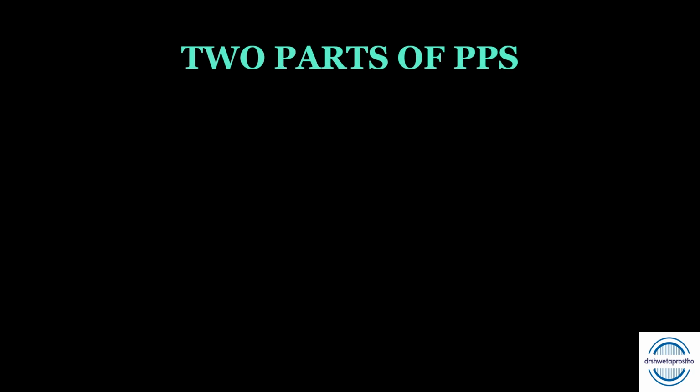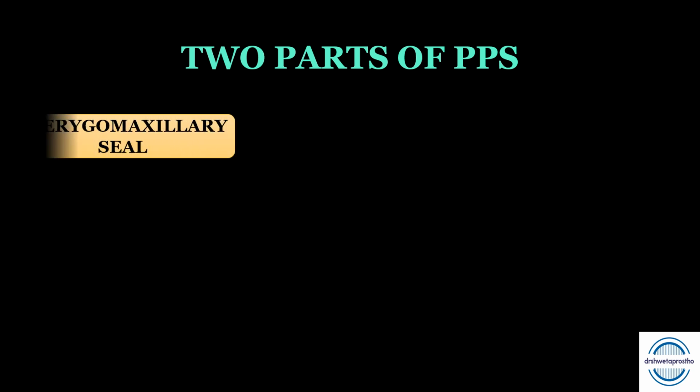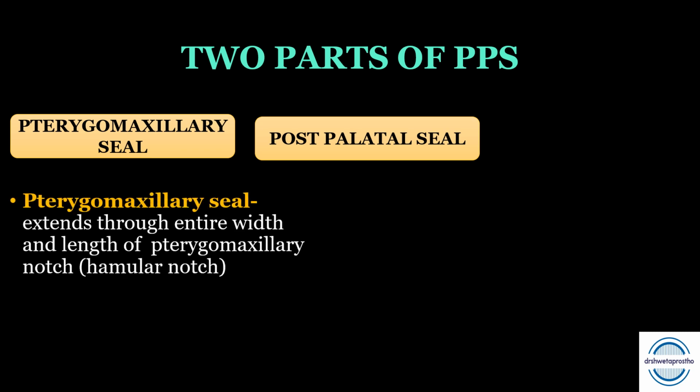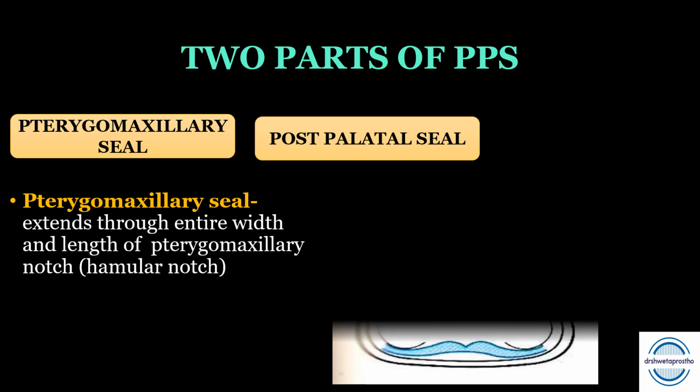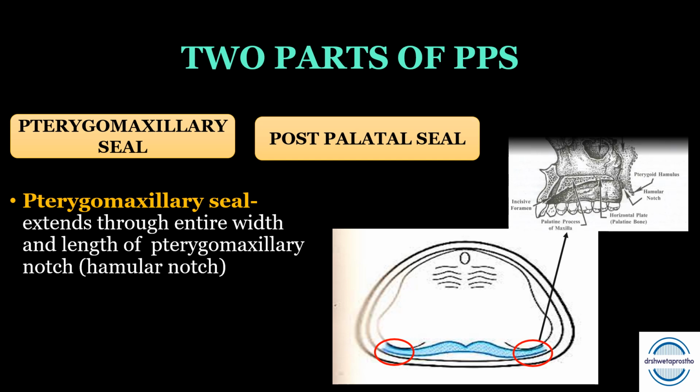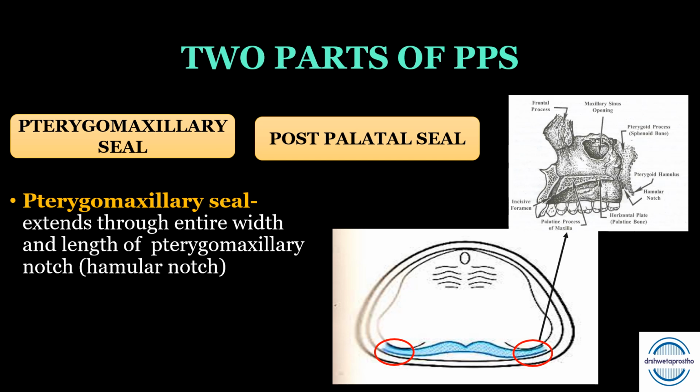Based on the anatomical landmarks, the posterior palatal seal area can be divided into two parts or two regions. First is the pterygomaxillary seal and second is the posterior palatal seal. The pterygomaxillary seal is the part which extends through the entire width and length of the pterygomaxillary notch, that is the hamular notch, and it continues 3 to 4 mm anterolaterally, approximating the mucogingival junction. This hamular notch is the area between the maxillary tuberosity and the hamular process of the sphenoid bone. We can see it nicely in the picture.